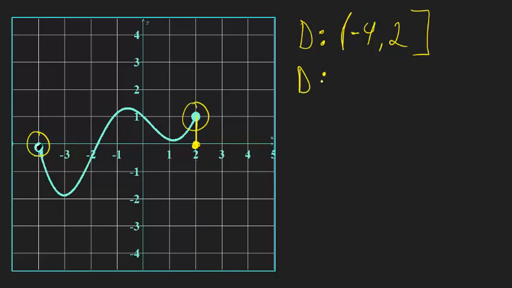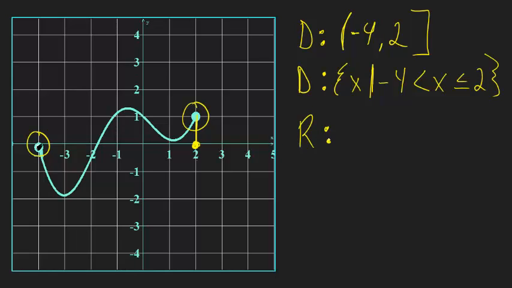Domain in set notation. That was interval notation. Now we're doing set notation. Bracket x such that -4 less than x less than or equal to 2. Bracket. Let's deal with our range.